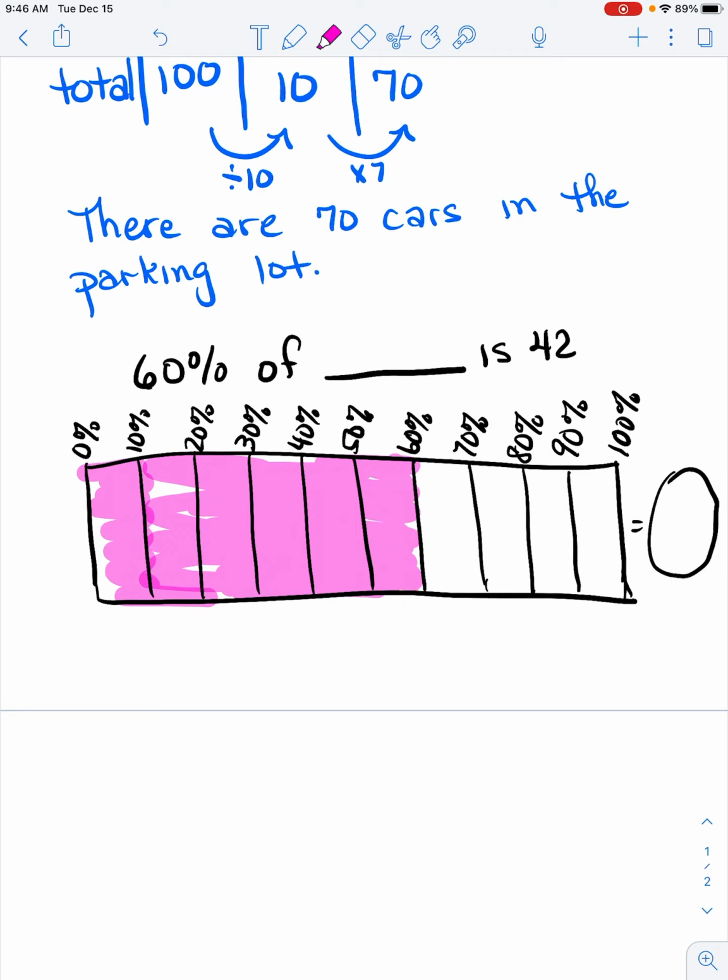Okay, and that 60% or 6 boxes is 42 cars. So 60% of the total is 42. So I have 42 and I have 6 boxes, and I know all the boxes have to be the same. So I have to take 42 and evenly divide it among the 6 boxes. And that's going to give me 7. And so a 7 goes in each box.